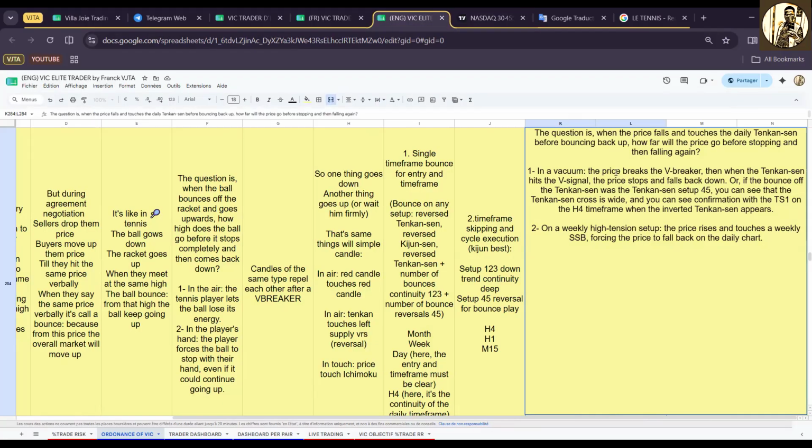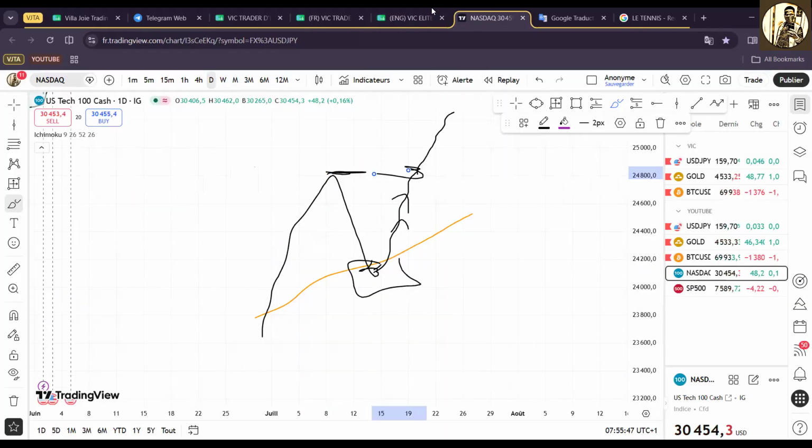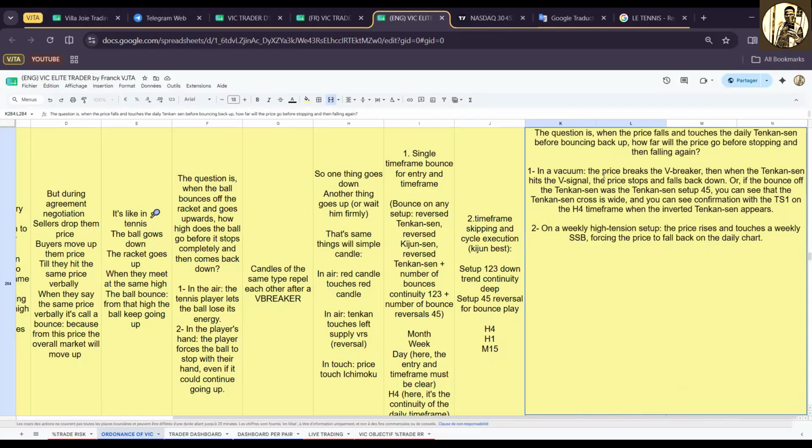First, in the air, the price breaks the V breaker, yeah. The price has broken the V breaker here. Then when Tenkan Sen hits the V signal, the price stops and falls back down. Or if it bounces off the Tenkan, was the setup 4-5, you will see that the Tenkan cross is wide, and you can see the confirmation on TS1 in H4 time frame when the inverted Tenkan appears.